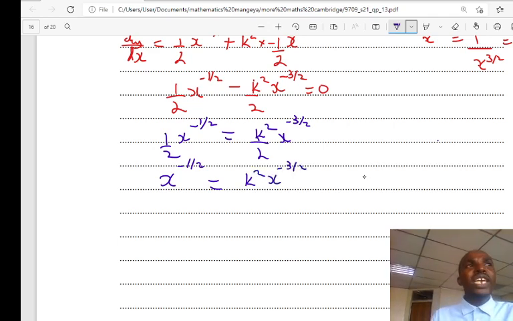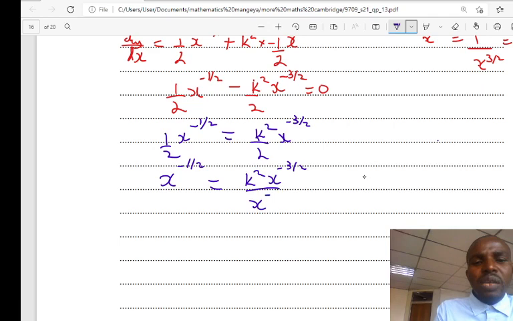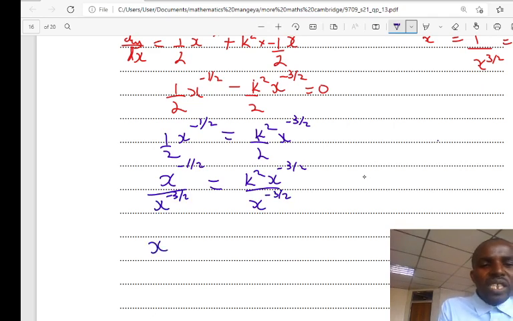Now I want to get rid of x. How can we get rid of x? Apply laws of indices. Divide everything by x to the power minus 3 over 2. On this side, maintain the base, subtract the powers. So it will be x to the power minus half minus 3 over 2. Then on this side it cancels out, then you get k squared.